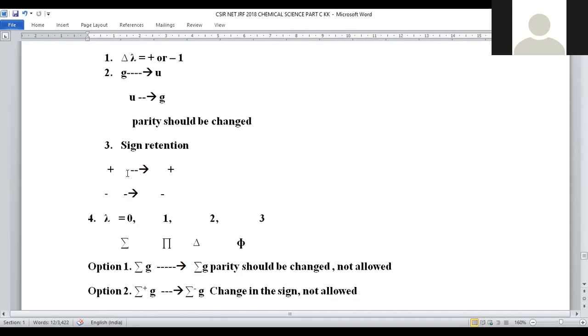Third will be spin retention. Either positive can be transformed into positive or negative can be transformed into negative. This kind of sign retention is required.